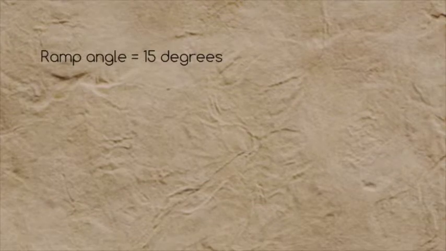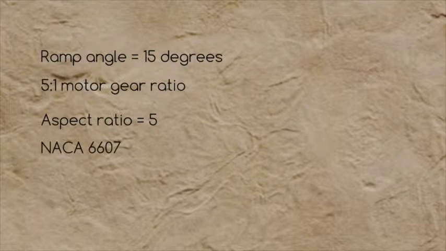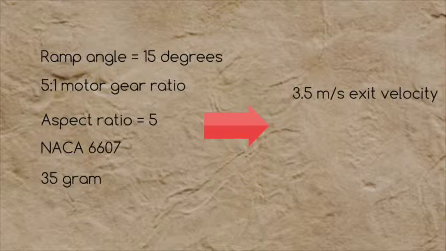It was found that, with a ramp angle of 15 degrees, a 5:1 motor gear ratio, a NACA 6706 wing with an aspect ratio of 5, and a weight estimate of 35 grams, we would achieve an exit velocity of 3.5 meters per second and a total distance of 3.5 meters.